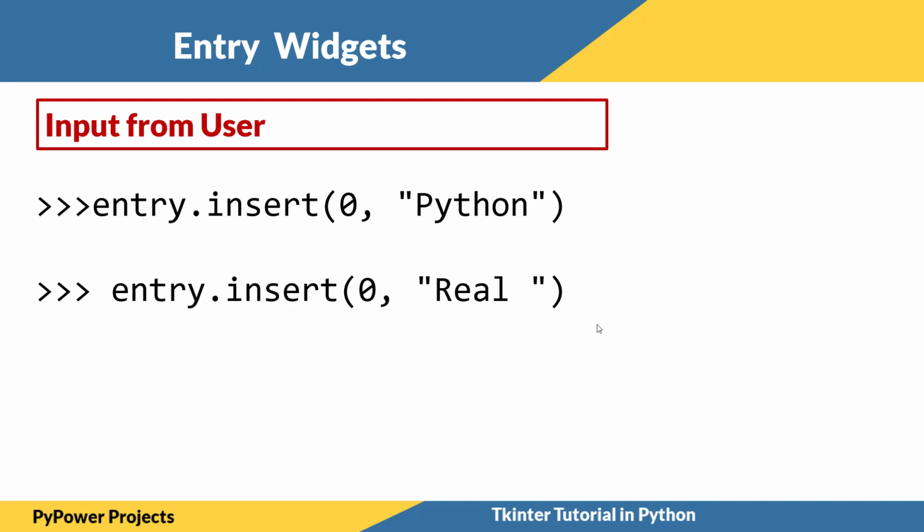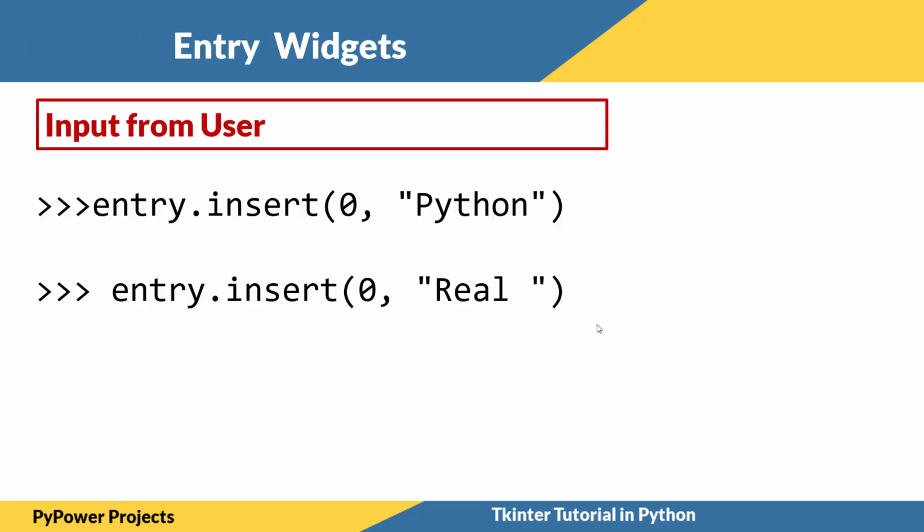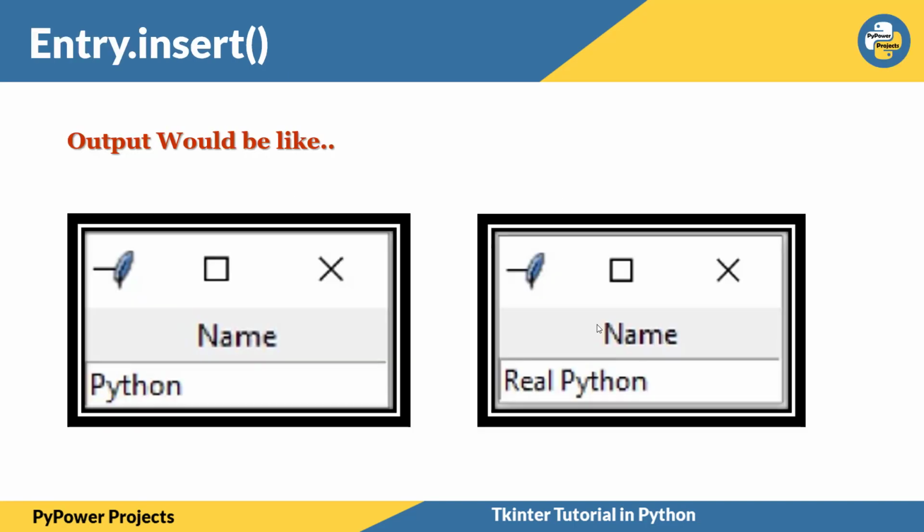Here it is a string, while in the previous slides, deleting was by character. Here I am inserting strings. So at the first index there will be Python. Now at the first index there will be real. So real will be placed with Python. Let's see. First it will be Python and next time it will be real.